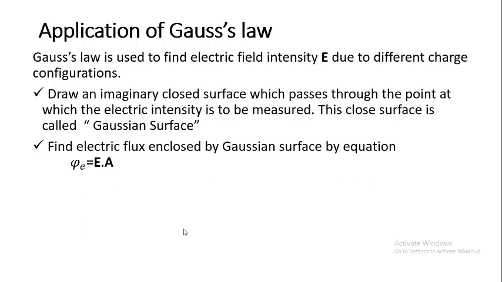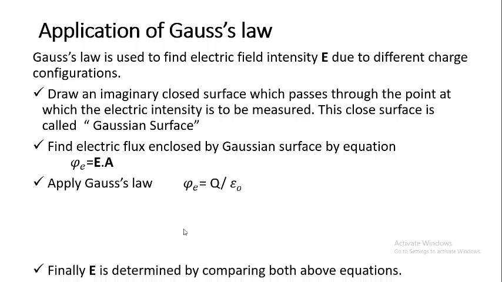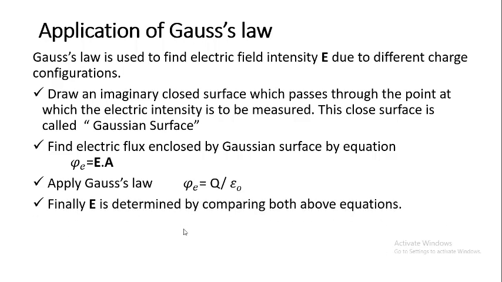Then find the electric flux enclosed by the Gaussian surface by the equation. This equation is the basic definition of electric flux. Then apply Gauss's law. Gauss's law can be applied by finding the total enclosed charge and dividing it by the permittivity of the medium. In the end, to find electric field intensity, compare both these equations.